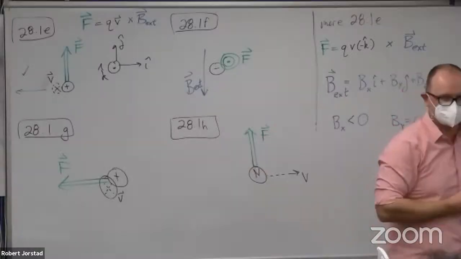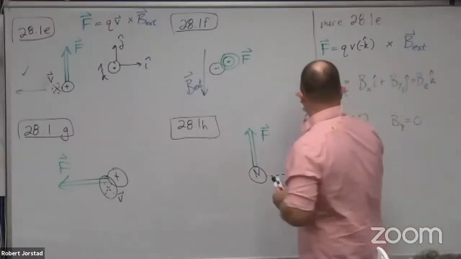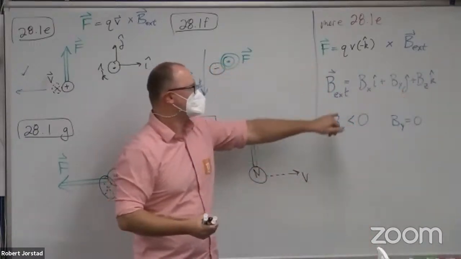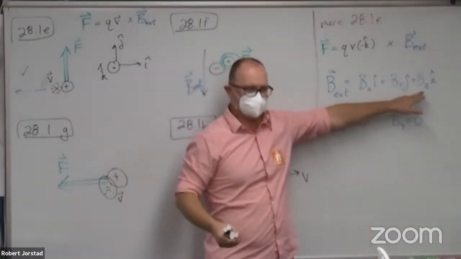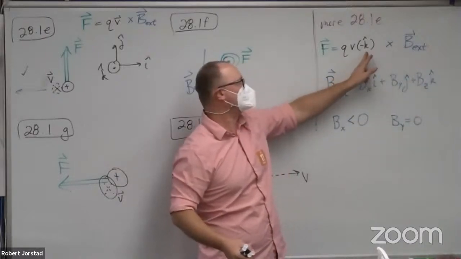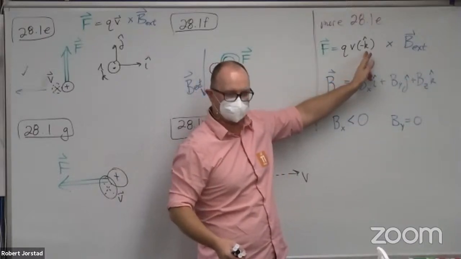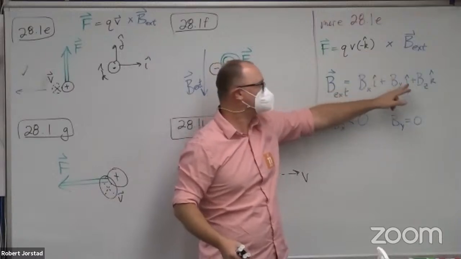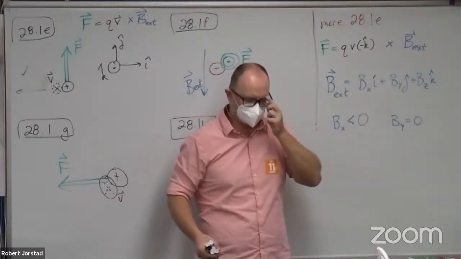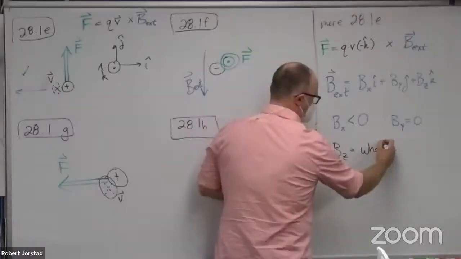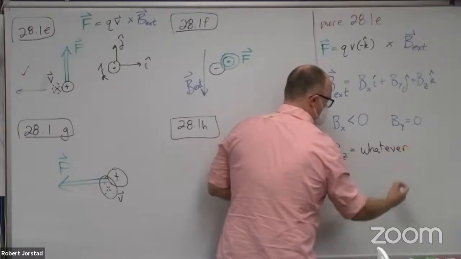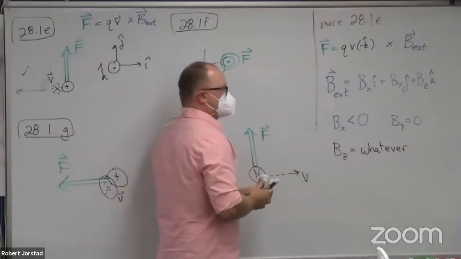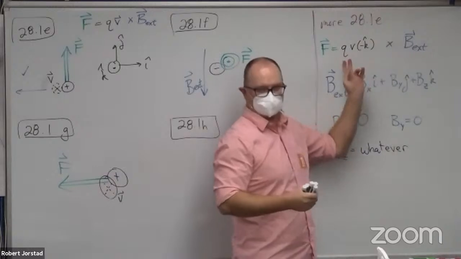Well, what about Bz? Think about the math here. If Bz is some number and you plug it in, what happens to the k hat? What's k hat cross k hat? 0. So what could Bz be? Whatever you want. It's an infinite number of possibilities, because Bz will never affect the force.